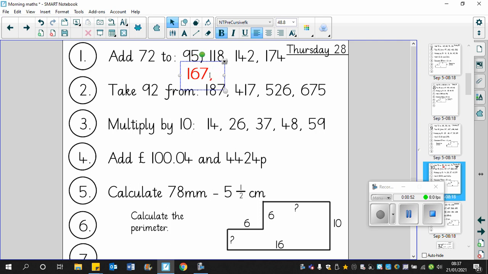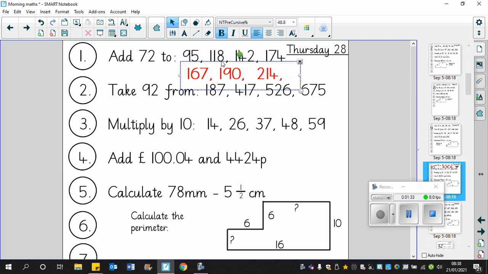Now, 118. This time, I've got an 8 there and a 2 there, so I'm going to add those two together. So 118 add 2 makes 120. Okay, and now add 70. Well, it really is easy. 120 add 70 is 190, not 180 but 190. Good. 142. Well, 142 add 70 is 212. That's correct, yes. So now if we add an extra 2 because it's 72, we get 214.